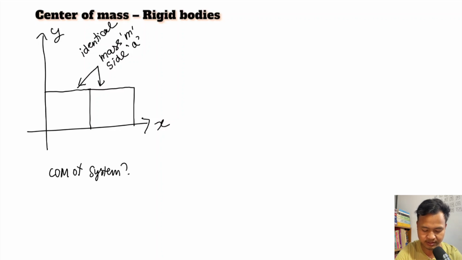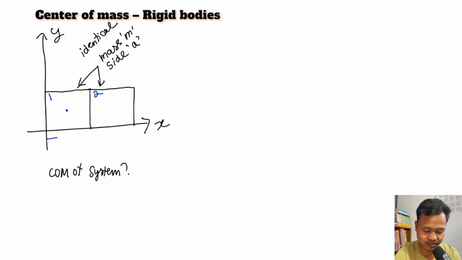The question is to find the center of mass of the system. For the whole system, the formula is m1x1 plus m2x2 divided by m1 plus m2. So first you have to find x1, y1, x2, y2. x1 is the x coordinate of center of mass of m1. For a square plate, the center of mass lies at the center of the square.